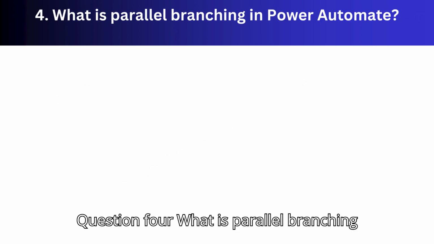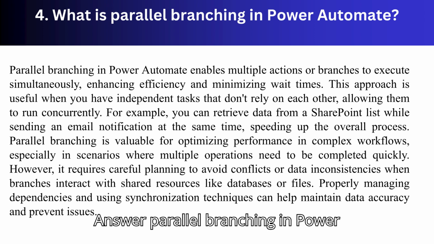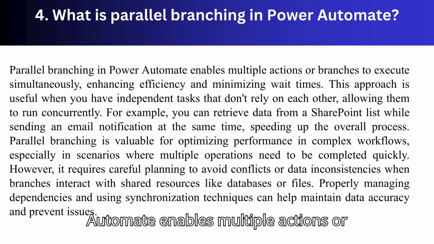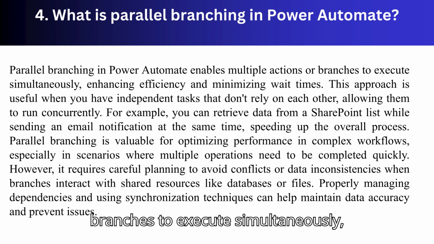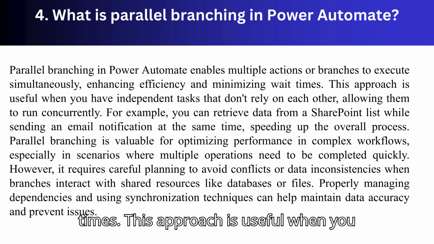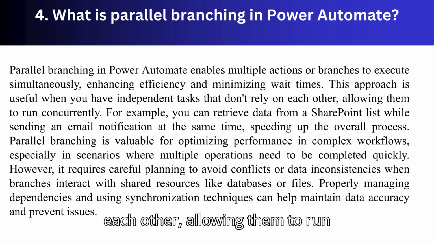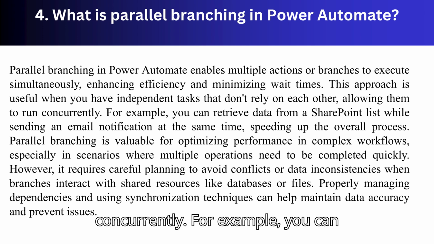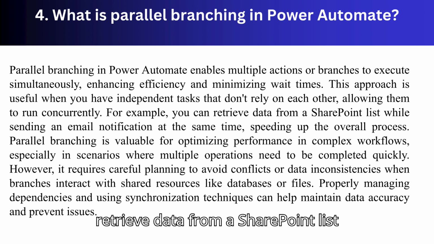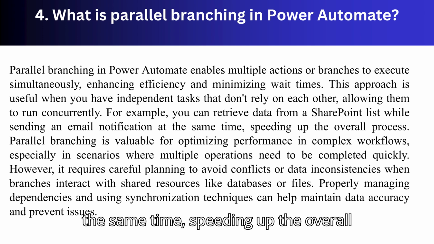Question 4. What is parallel branching in Power Automate? Answer: parallel branching in Power Automate enables multiple actions or branches to execute simultaneously, enhancing efficiency and minimizing wait times. This approach is useful when you have independent tasks that don't rely on each other, allowing them to run concurrently. For example, you can retrieve data from a SharePoint list while sending an email notification at the same time, speeding up the overall process.